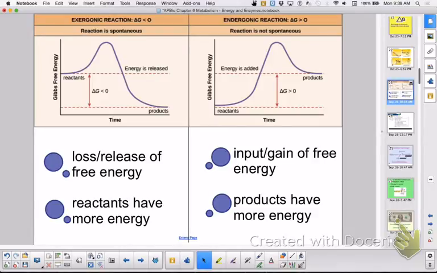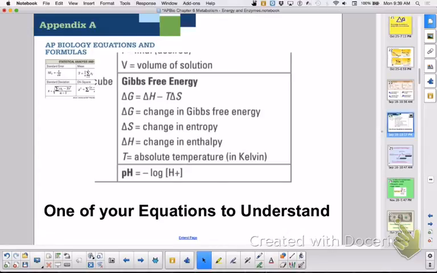Okay, now, remember our equation sheet. In the bottom right-hand corner, I think it's the back side, one of your equations to understand is Gibbs free energy. So you already got the delta G part down, right? That's free energy, the amount of energy I have. Then we have delta H minus T. What do you think T stands for? Temperature. And then that temperature is multiplied by delta S. Well, you know what S is. Entropy, right?